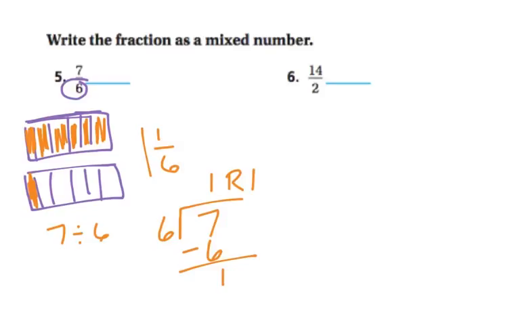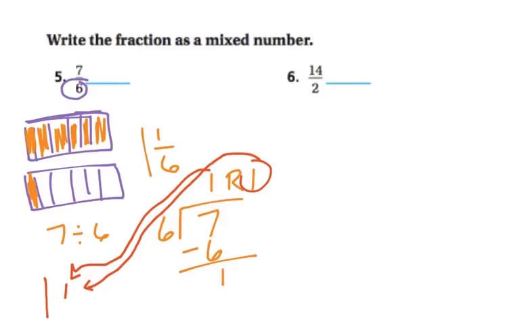Now I take the 1 with a remainder of 1 and I turn that into my actual answer. So the number of times it goes in is my whole number. My remainder is my new numerator, which would be 1. And just like before, my denominator stays the exact same. It does not change. So my answer would be 1 and 1 sixth. I showed you that 2 different ways.